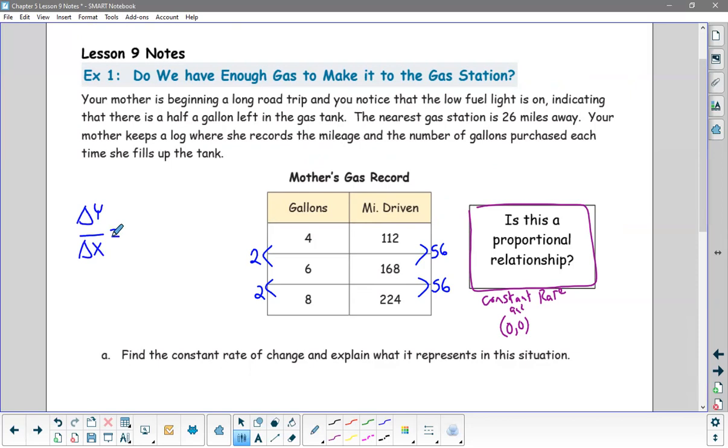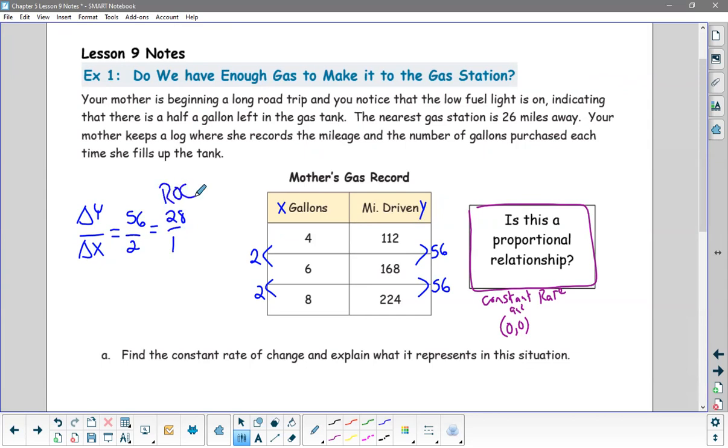Ooh, and actually we don't know which one y and x is yet, right? Which one are we controlling? Well, or what has to happen first, right? Well, gallons happens first. So that's our x value. And then the miles is our y value. So our x was 2. Our y was 56. And that reduces down to 28 over 1, right? And that's our rate of change.